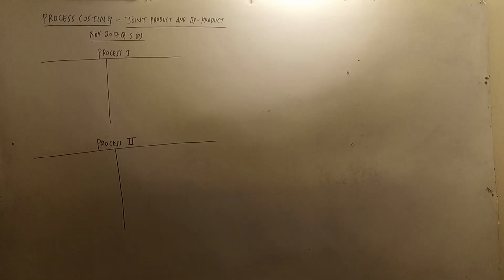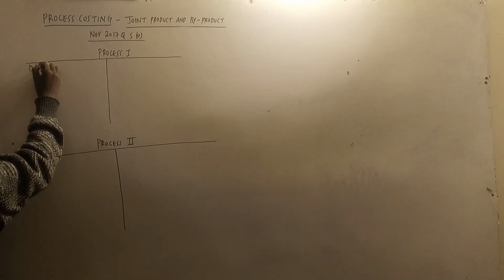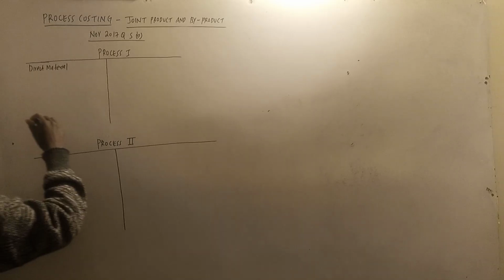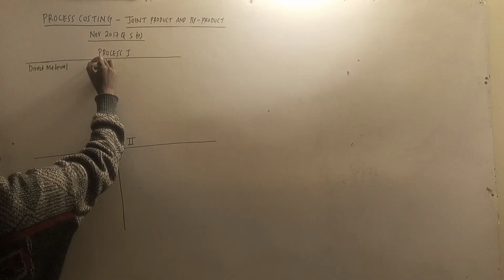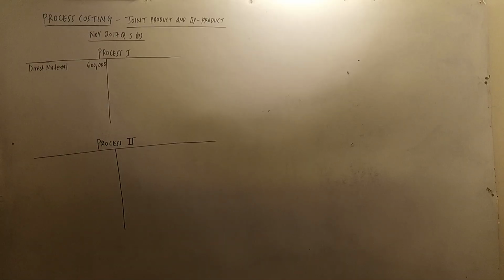So we have process 1 and process 2. Now process 1, we just start with direct material, which is 600,000. So just say direct material, it is 600,000. It is not a requirement to write the units, but you can also include the units.